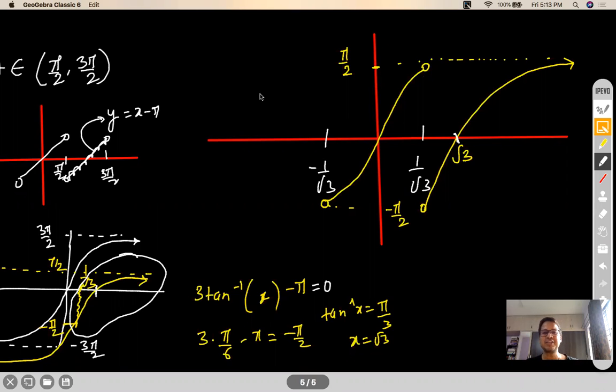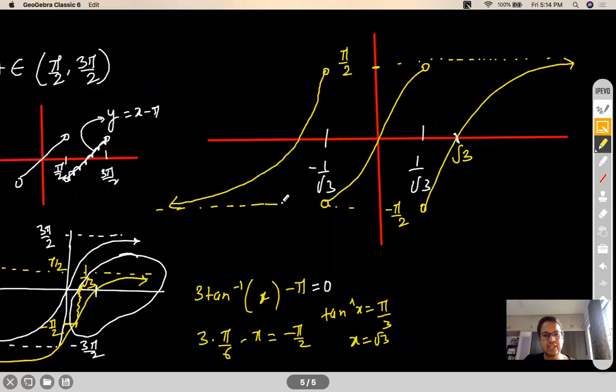Now, since it is an odd function, I don't have to apply my brain in order to draw the part which is to the left of minus 1 by root 3, because I just have to take the mirror image. The mirror image part will look like this, and correct me if I'm wrong. There you go. Again, this part will be asymptotic to minus pi by 2, cutting the x-axis again at negative root 3. Is this fine? Any questions, any concerns?